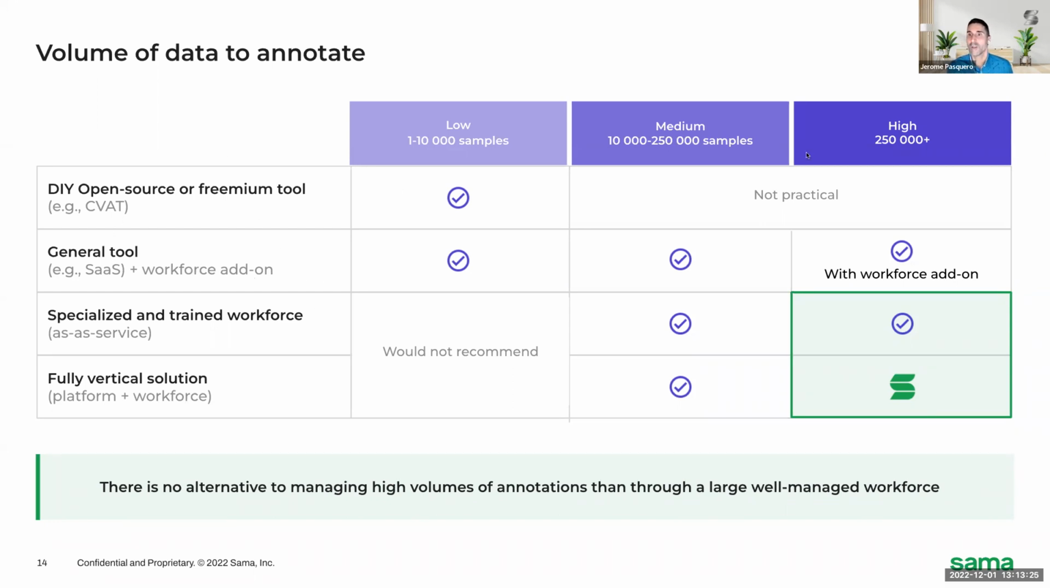Now, if you're talking about over 250,000 samples, images or frames, you can go with a general SaaS tool. Obviously, at that scale, you'll probably need to tag on a workforce. But I would recommend really going to either the fully vertical solution or a specialized trained workforce. In fact, there's no other way to get to that scale than to partner with one of these providers.